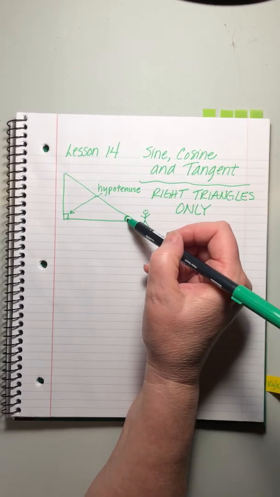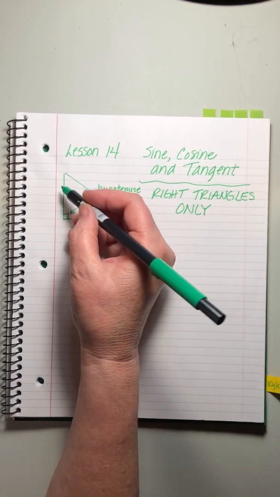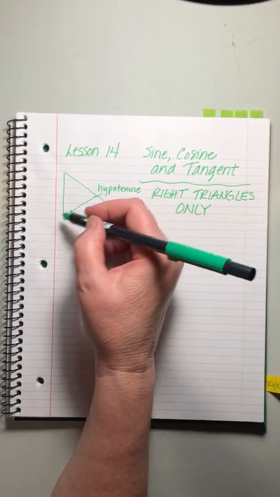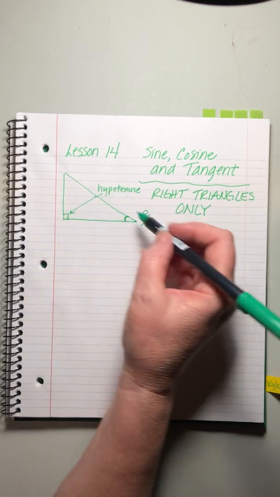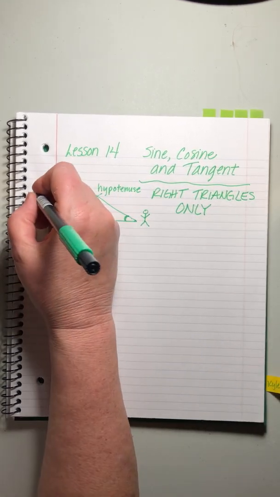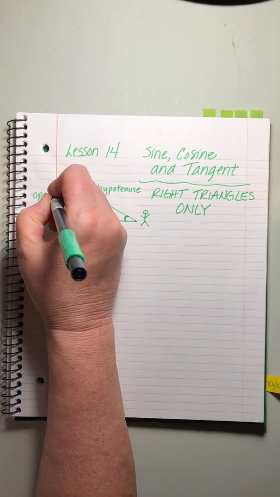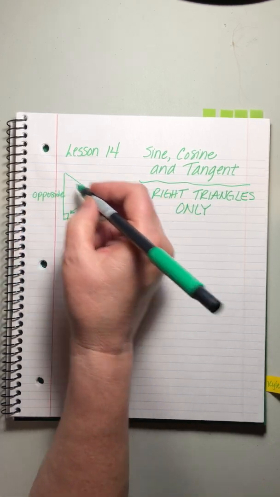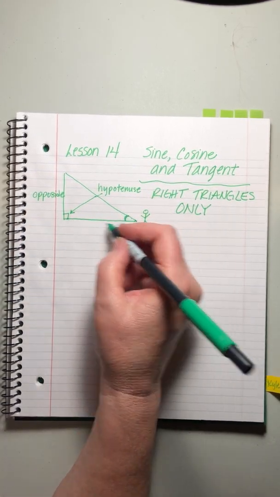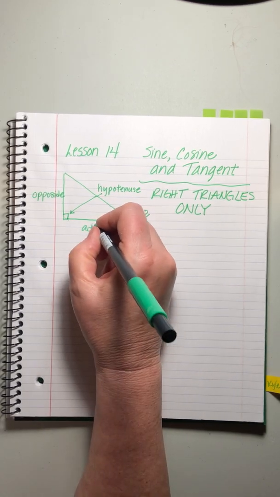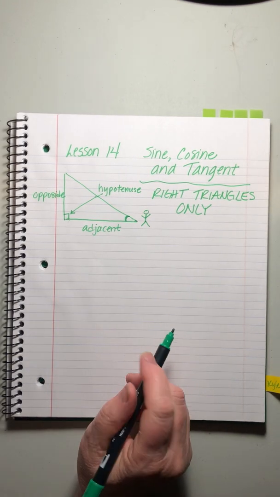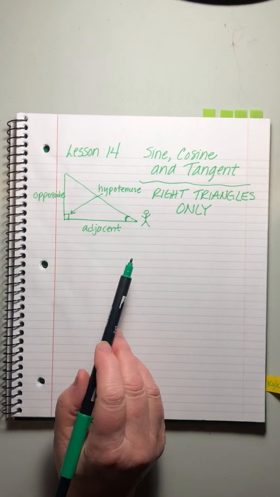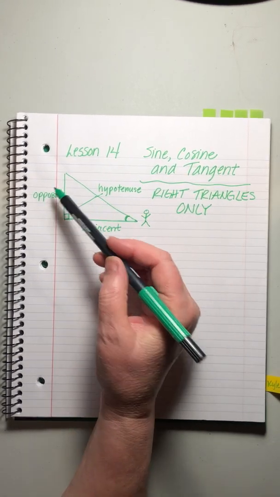Now, from this angle, we would call this leg, these two are both legs, right? Hypotenuse and legs. The leg that is on the far side of the angle that we're standing by, that's called the opposite. And again, these are the names of the sides. This is called the adjacent. Right? Adjacent means next to. So that helps us orient ourselves to the different parts of the triangle.